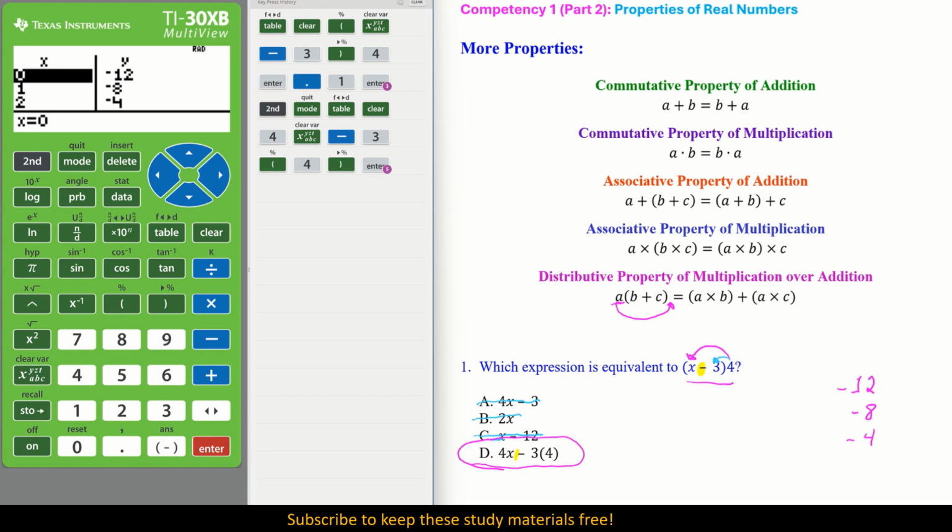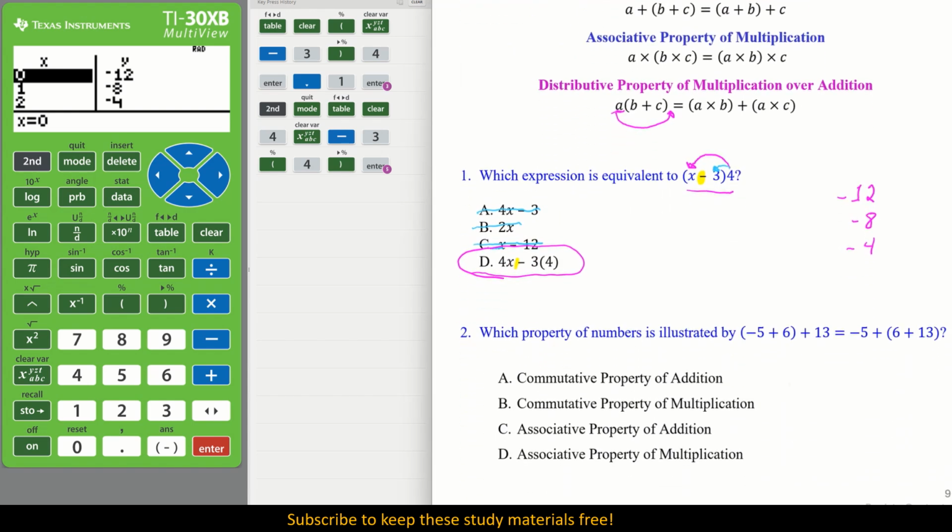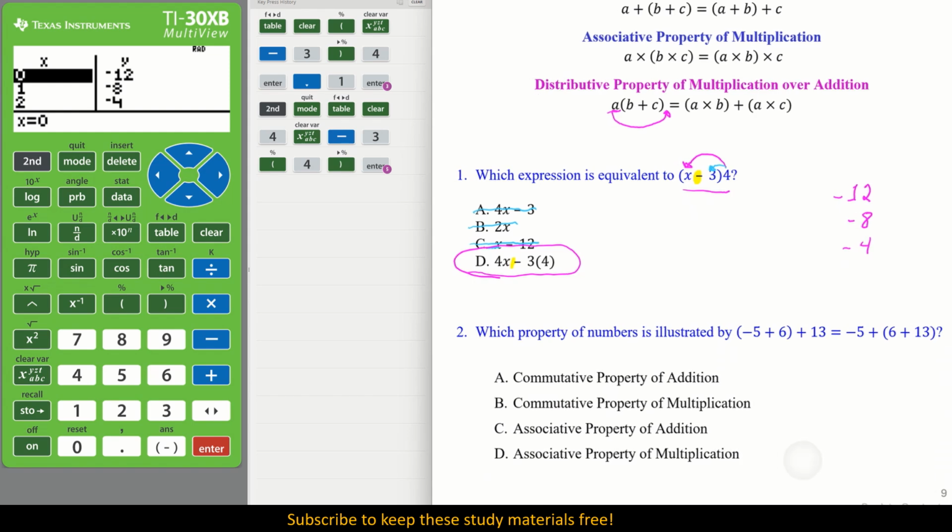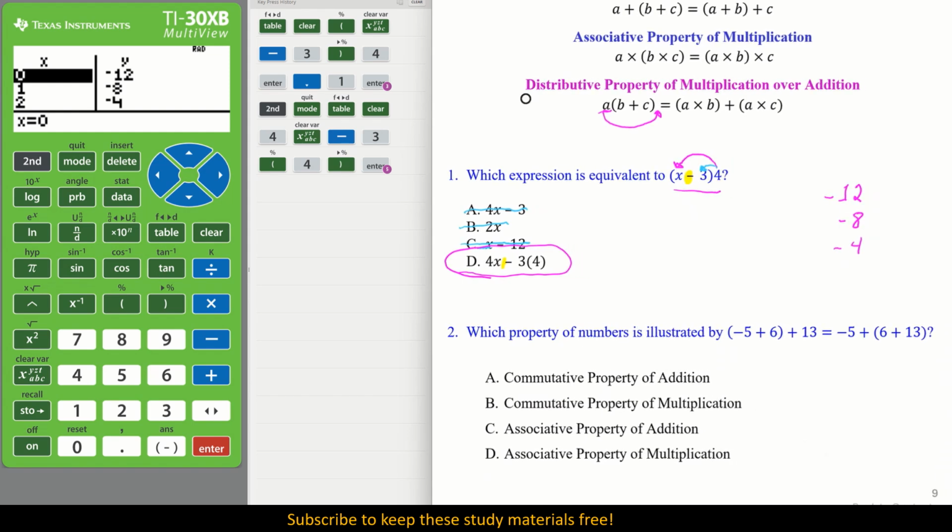All right, let's take a look. Let's go up now. In this one, they're asking which property of numbers is illustrated by negative 5 plus 6 in parentheses plus 13, and then they're saying it's equal to. We have the same numbers. We can obviously see that the parentheses have simply been moved.